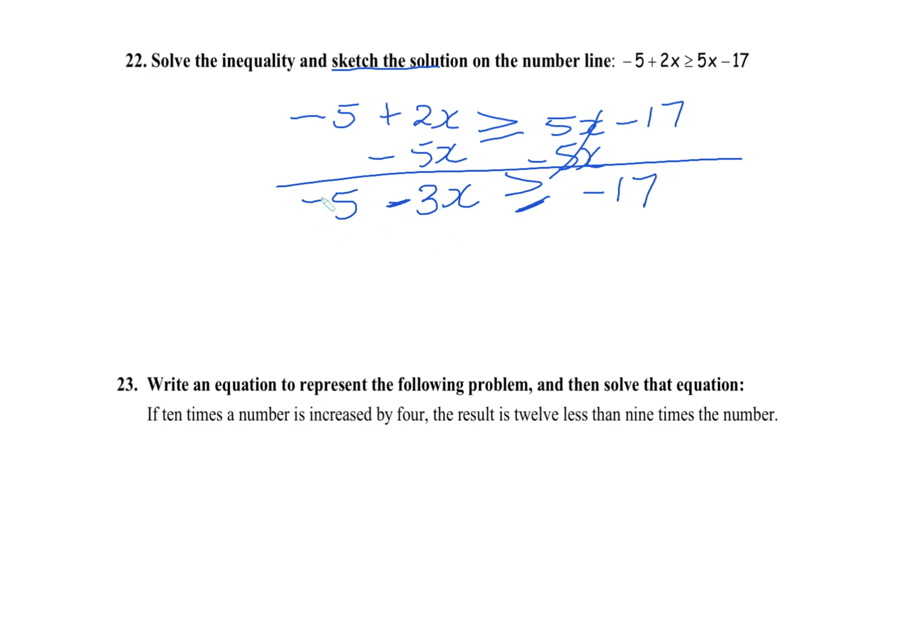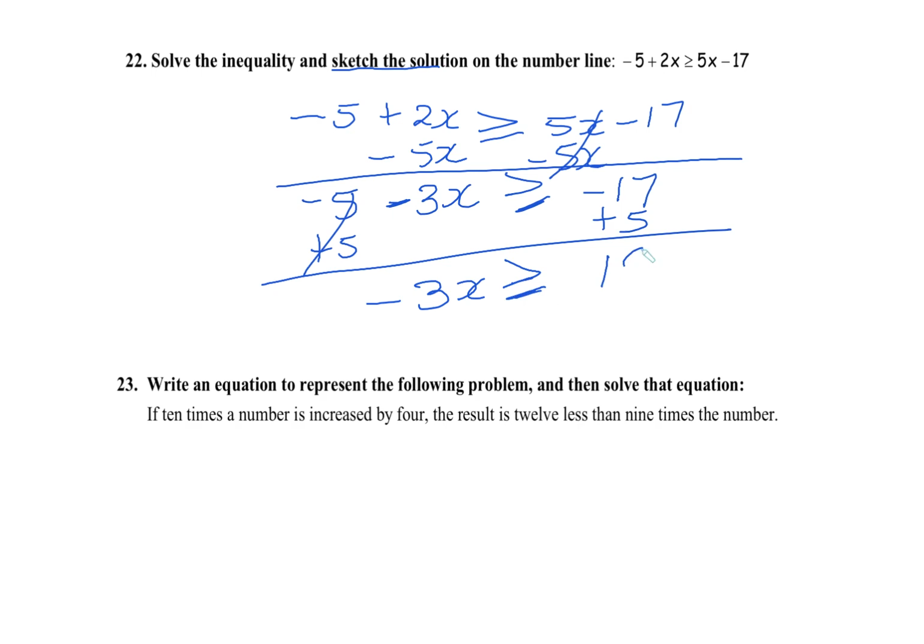Remember, we're solving for x, so I'm going to get rid of the -5. I'm going to add 5 to both sides. Negative 3x greater than or equals to, again, the signs are different, so I subtract, which gives me 12. Keep the sign of the larger number.